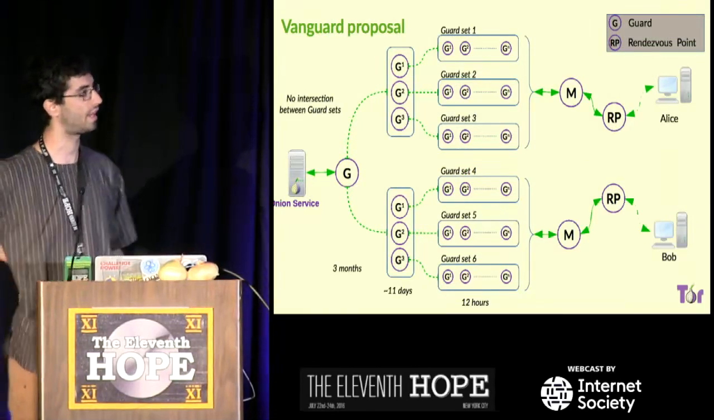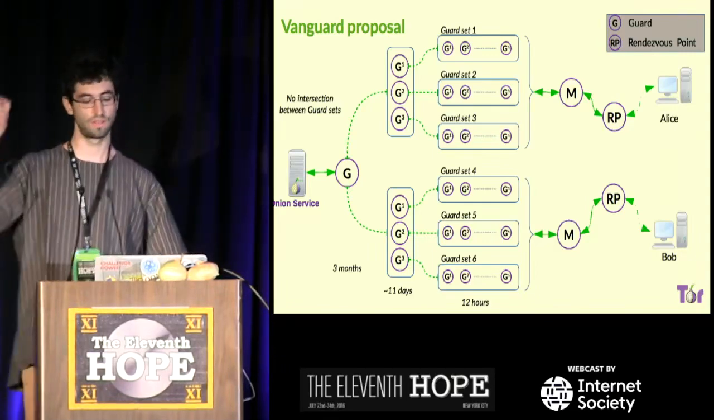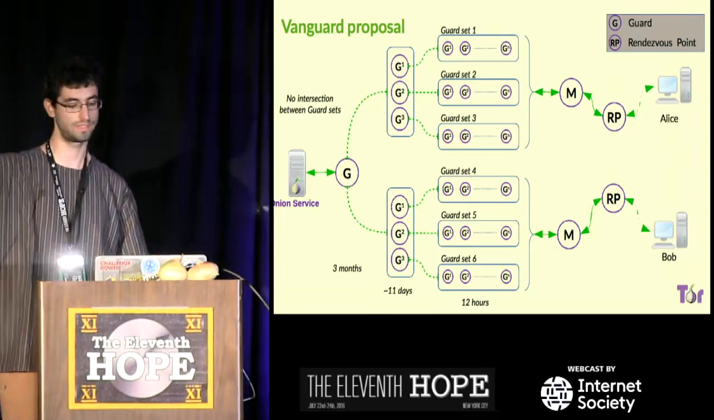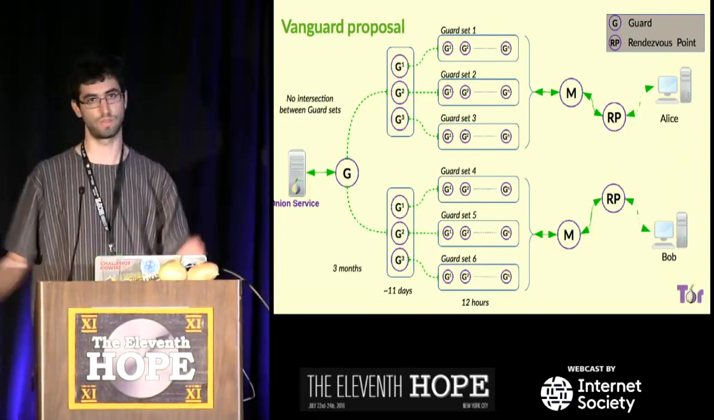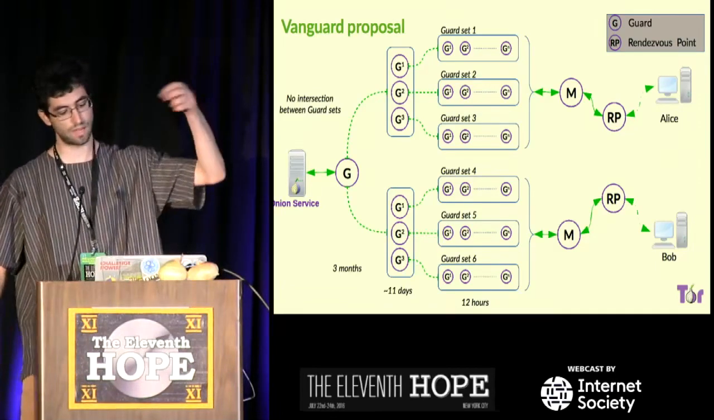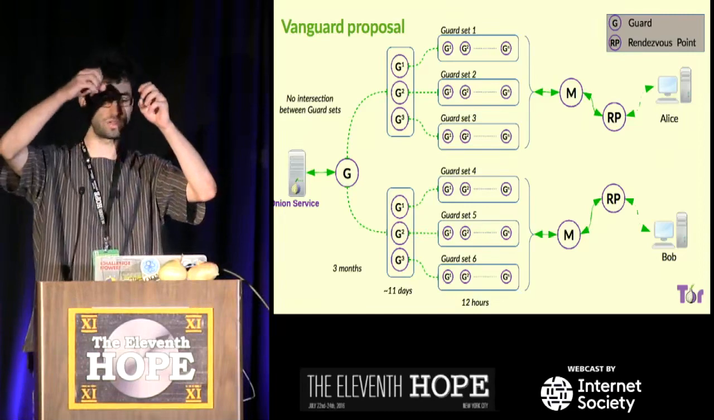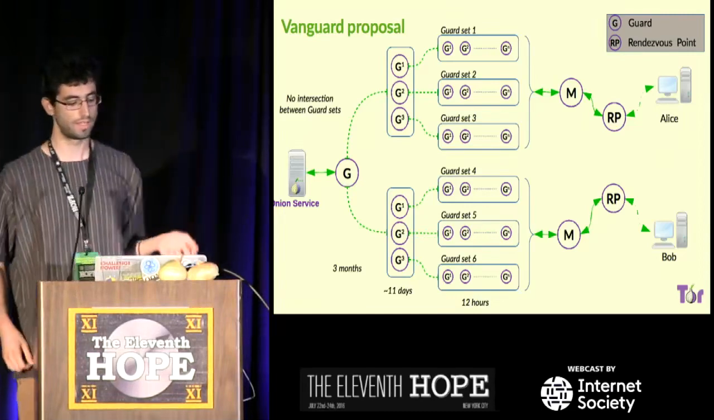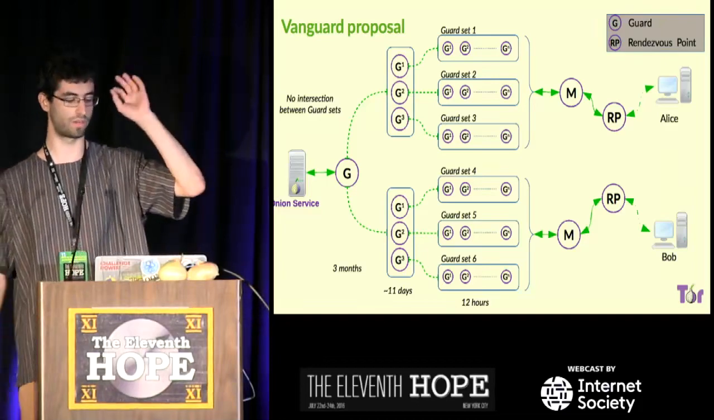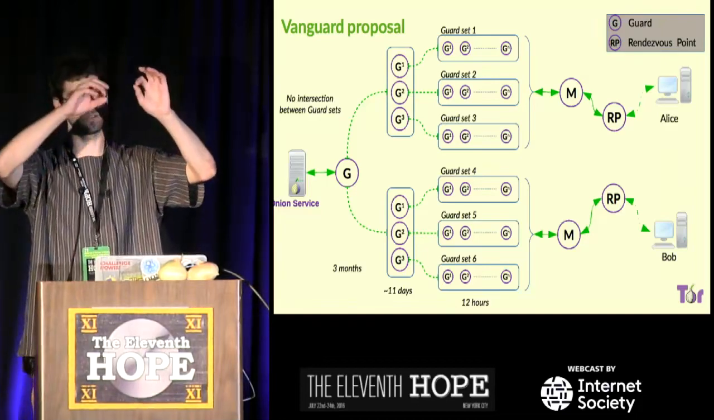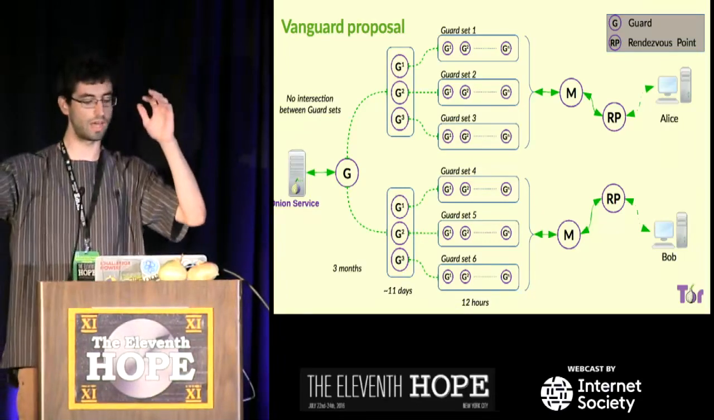But anyway, the very rough idea is that instead of the hidden service picking a different middle node for every circuit, we have guard sets. Instead of only pinning down the first node, the guard node, we also pin down the second node and the third node. So in this case, we keep the guard node, the first hop, for 3 months, the second layer guard node for a little bit less, like a few days, and the third layer guard node for a few hours.